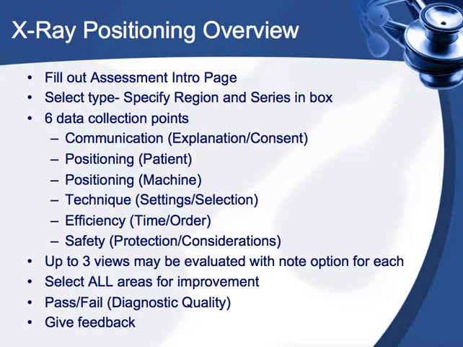You may do up to 3 views per encounter. It's a lot like the adjustment observation. At the very bottom, you'll select all areas for improvement, and then you'll pick pass or fail. A passing score means that all views were of diagnostic quality. A failing score is that any of the views were of non-diagnostic quality. Remember to give verbal feedback and document that feedback on the feedback page.